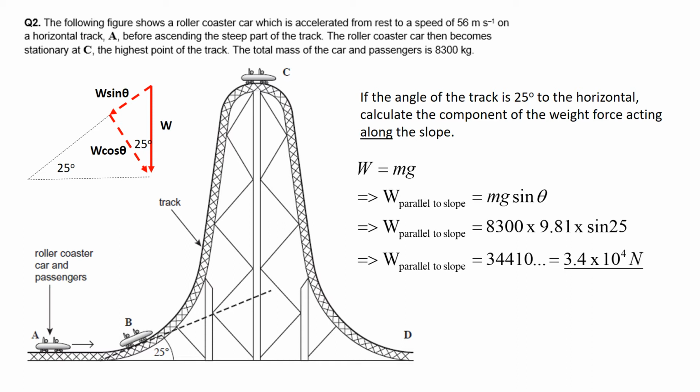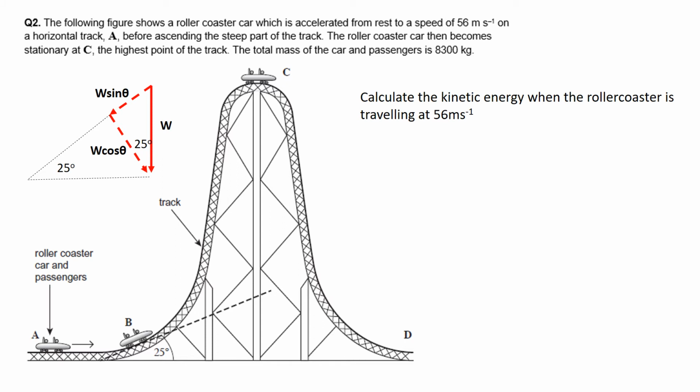We want the component parallel to the slope, which would be mg sine theta. So we just put mass times 9.81 times sine of 25 gives us the component parallel to the slope, which I've given to 2 significant figures because the angle is given to us to 2 significant figures. Okay, so that's the first part, fairly easy.